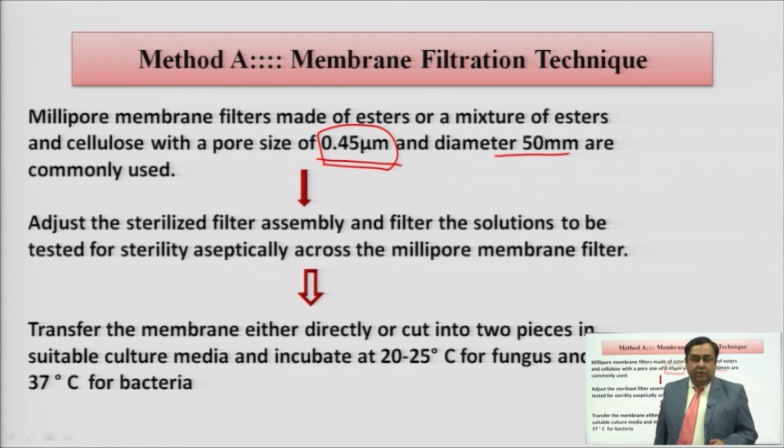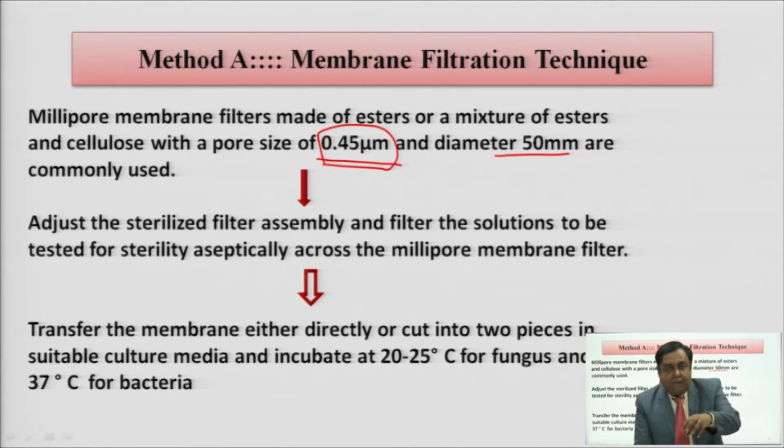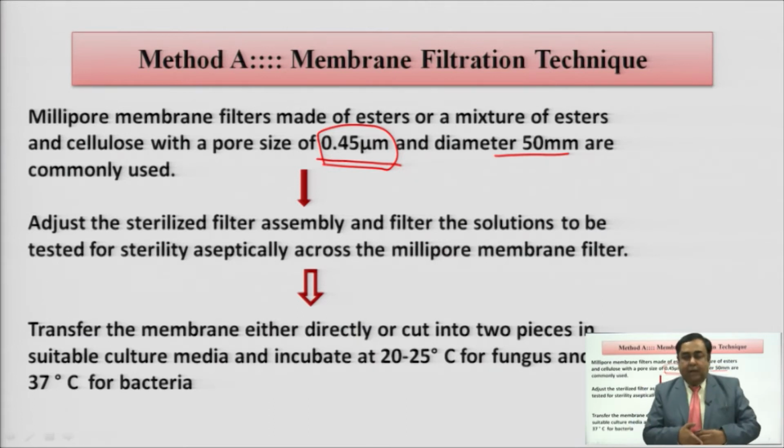And for bacteria we need to maintain 37 degrees Celsius. A question may come up in your mind, sir, why are we going to immerse the inner half of the filter paper in a bacteriological medium and the outer periphery of the filter paper in a fungal medium? The reason behind this is that bacteria are hydrophilic in nature, due to which they try to concentrate near the center of the filter paper. That is the reason why you cut the inner half and put it in a bacteriological medium. This is what you try to do.